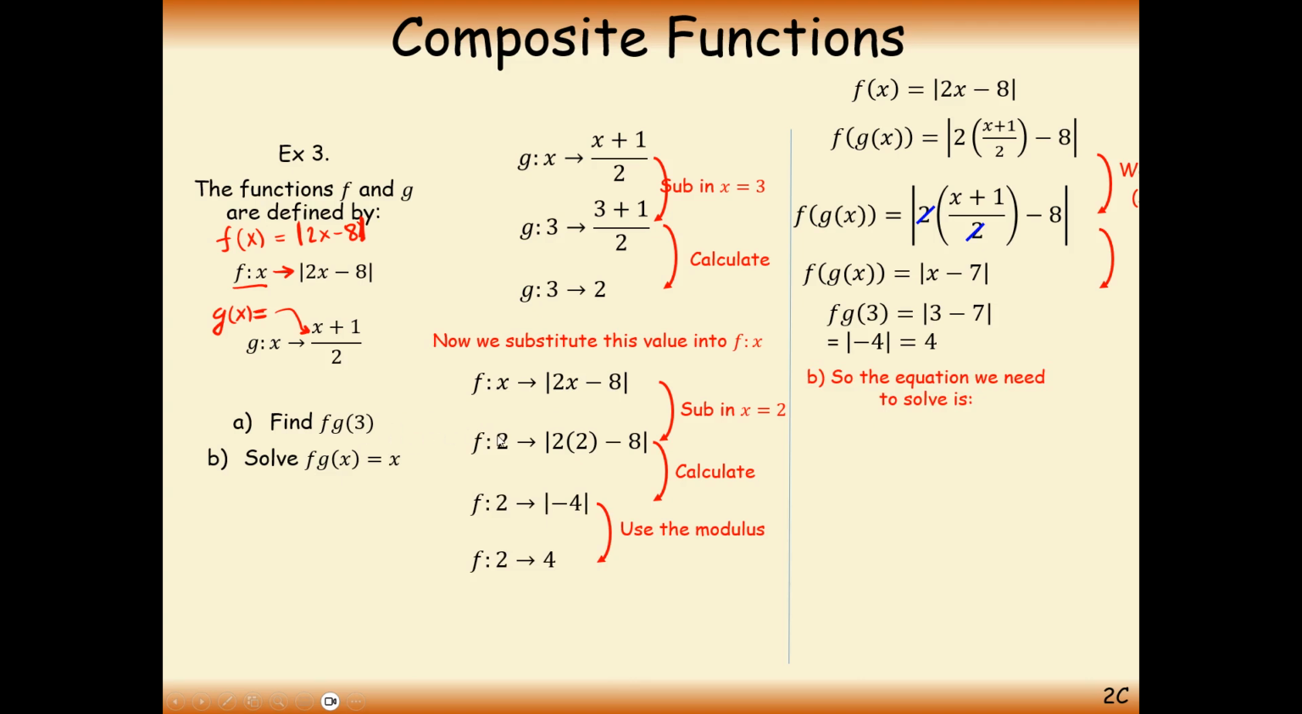Let's look at part B. Part B is f of g of x equals x. We've been asked to solve this equation. Well, we would have needed to write that equation first. Luckily, we've already written the simplified version of f of g already. f of g of x was this line here. So we are simply going to take that line and equate it to x. That means solving this equation here.